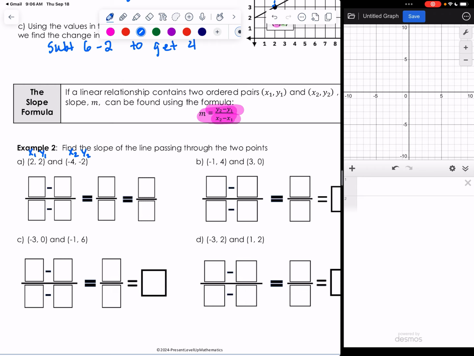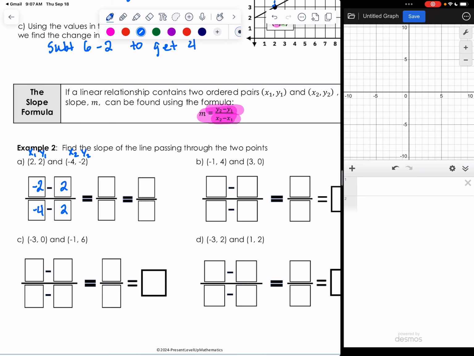All right. Now, looking back at your formula, on the top of the fraction, you want the y2 minus the y1. So look at your ordered pairs and see that y2 is -2 minus y1. Well, what is the value of y1 in this problem? Well, it is 2, so that goes on top. On the bottom of your fraction, you're going to take x sub 2, which is -4, and subtract x sub 1, which is positive 2.